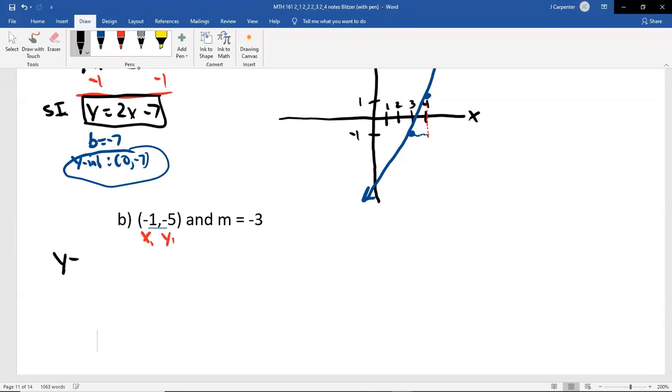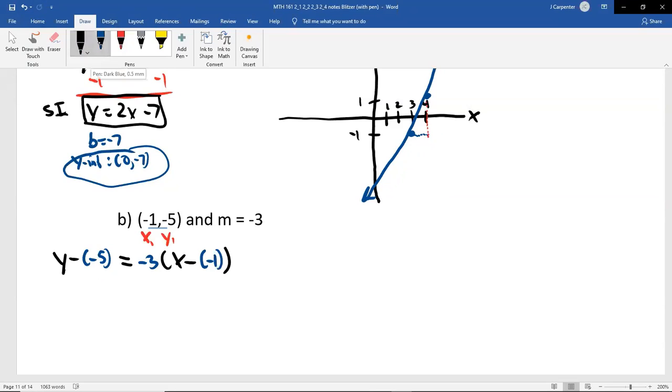Y minus y1, which is -5, so parentheses it, then equals the m, which is a -3, open a parentheses, then x minus the x1, also negative, so another parentheses. Make sure you have the right number of opening and closing parentheses. You definitely don't want to miss one of those. Be a silly minor mistake. And then we just clean this up.